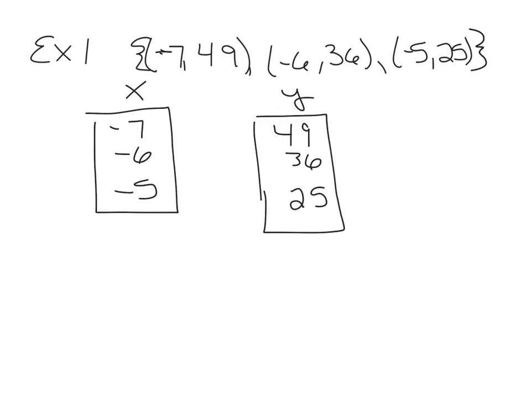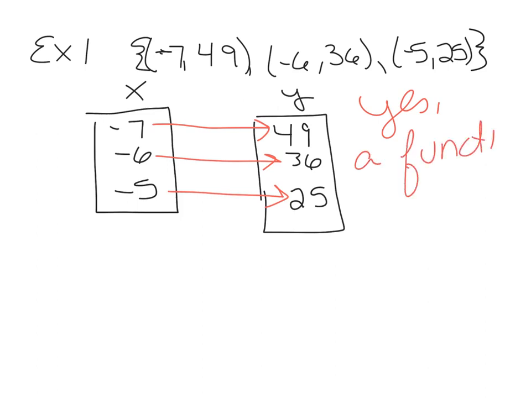Now, how do they match up? Does every x value have exactly one y? Well, this one matches up to this. We can see that here in this ordered pair. This one matches up to this, and this one matches up to this. The definition of a function is exactly one y value for every x value. So you can see there's one y value for every x value. So is this relation a function? Yes, this is a function. And that's how you answer that question.